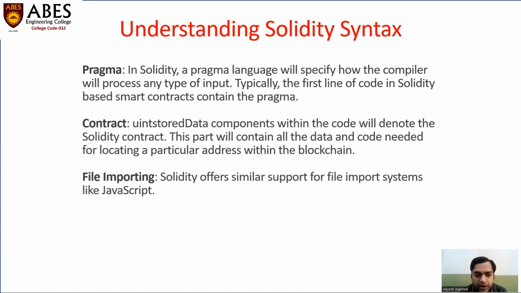Second one, we have contract. So basically these are the unsigned integer kind of stored data components within the code that will denote the Solidity contract. And this particular container will also contain the data and the code, or you can say the functions, needed for locating a particular address within the blockchain. And also, Solidity provides similar support to what we have in JavaScript for file importing, or file import systems, right?